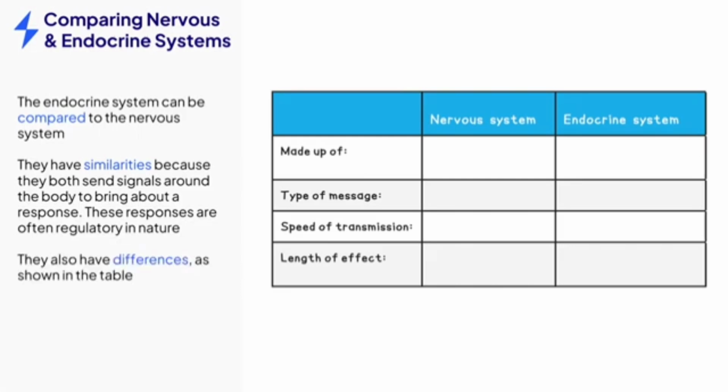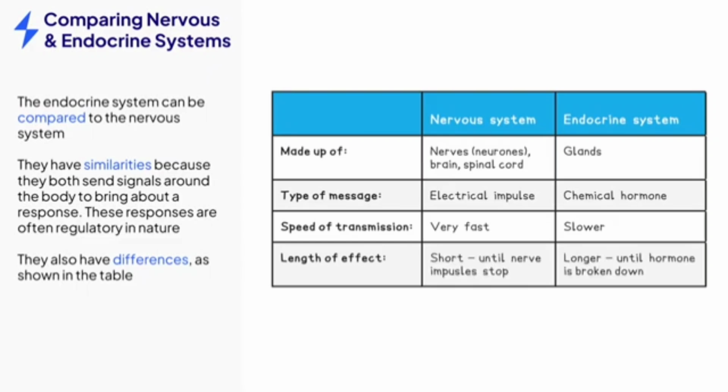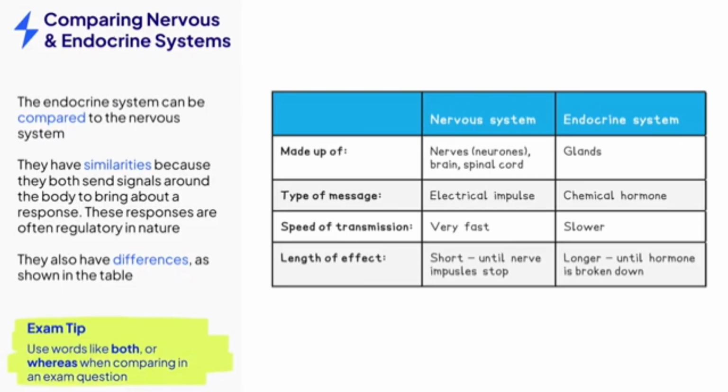When comparing, we can also look at the differences between the two. For example, the nervous system is made up of nerves, the brain, and spinal cord, whereas the endocrine system is made of glands. The nervous system sends electrical impulses in the neurons, whereas the endocrine system sends chemical hormones in the blood. The nervous system sends signals much faster than the endocrine system, but the length of the effect from the nervous system is much shorter than the length of the effect from the endocrine system. Remember that you need to make sure to refer to both things together in order to gain the marks in an exam.